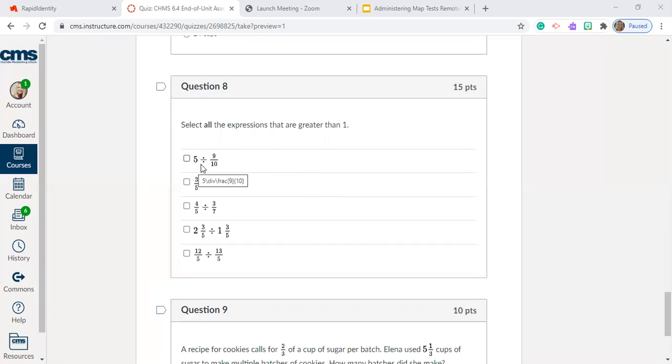Okay, so the first one is 5 divided by 9/10. Write it down. 3/5 divided by 6. 4/5 divided by 3/7. 2 3/5 divided by 1 3/5. And 12/5 divided by 13/5. Again, write each one of those out and solve them to determine if they are greater than 1.